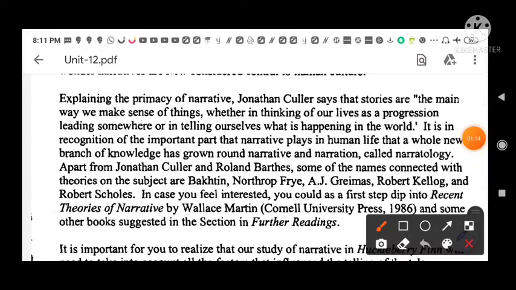Here it is, Jonathan Culler. Jonathan Culler says that the stories are the main way we make sense of things, whether in thinking of our lives as a progression leading somewhere or in telling ourselves what is happening in the world. It is in the recognition of the important part that narrative plays in human life that a whole new branch of knowledge has grown around narrative and narration, called narratology. So what do you mean by narratology? It is a branch of knowledge that has grown around narrative and narration.